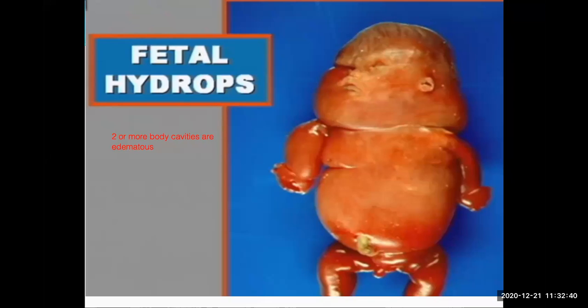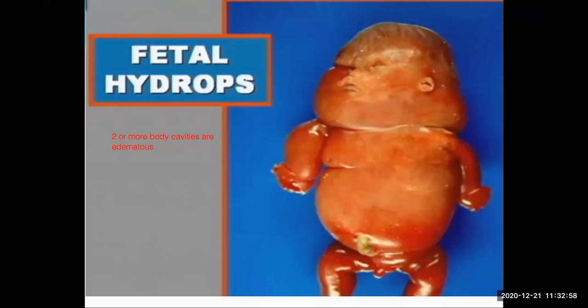So let me list the names of those cavities first for you. Cranial cavity. Very good. Thoracic cavity, pelvic cavity, isn't it? Then joint cavity. Apart from that, pleural cavity, pericardial cavity, peritoneal cavity. So many different terms are there.